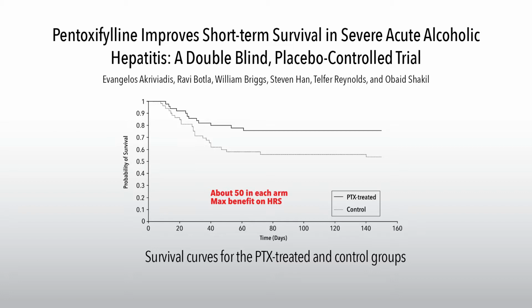This is a study from Hepatology, which showed, with about 50 patients in each arm, that pentoxifylline helped patients who had renal insufficiency, signs of hepatorenal syndrome. So pentoxifylline remains as an option, not necessarily a protocol-driven therapy, but as an option in managing patients, especially if they're showing signs of progressive renal injury or insufficiency.